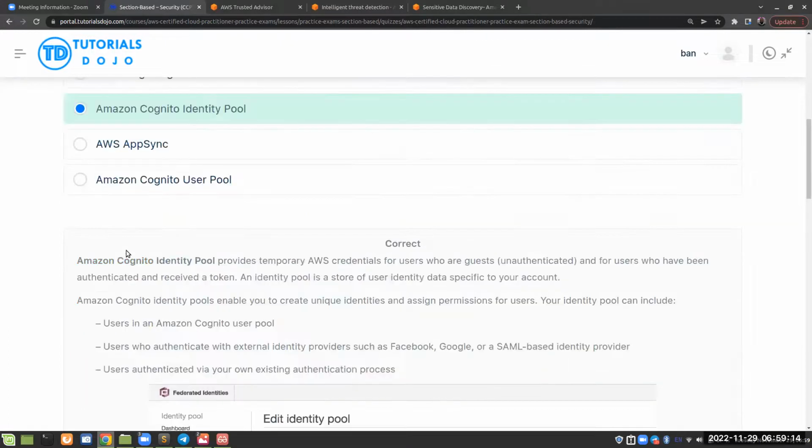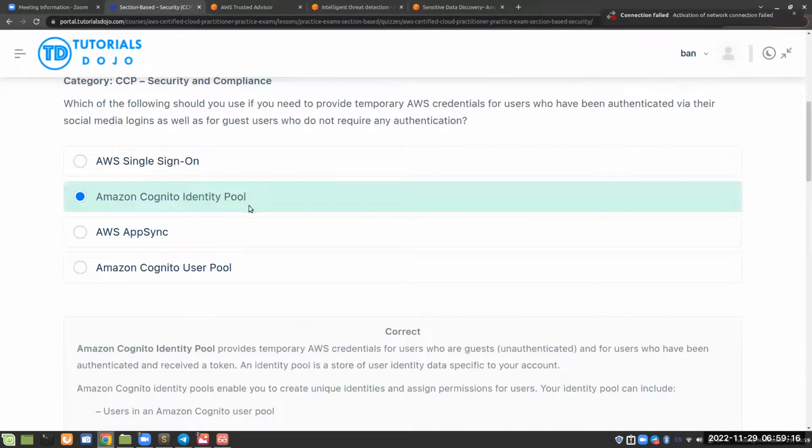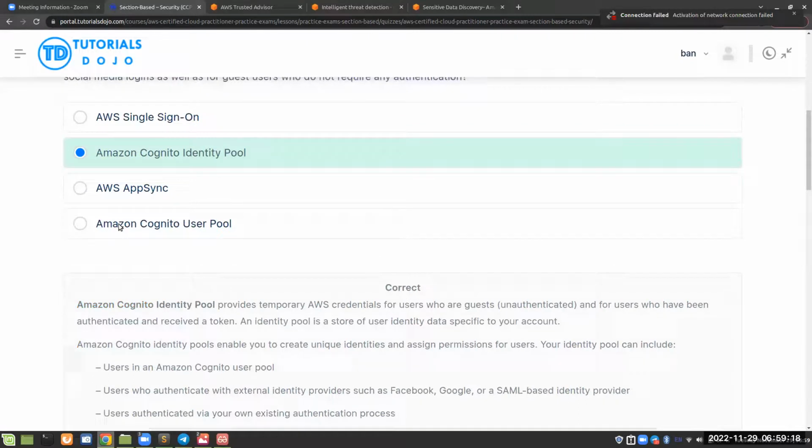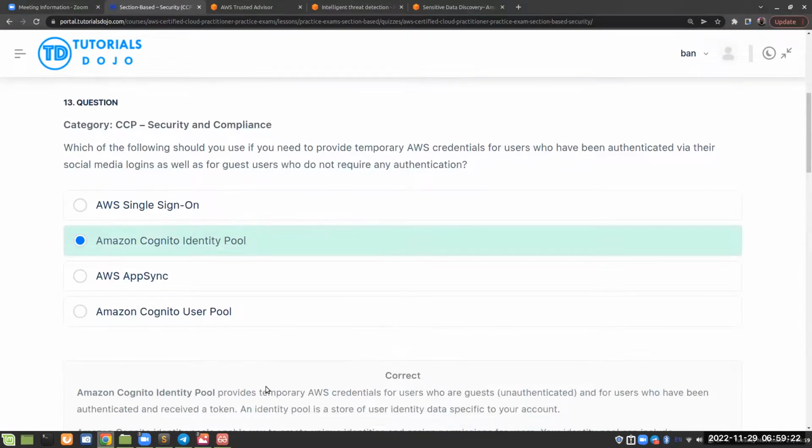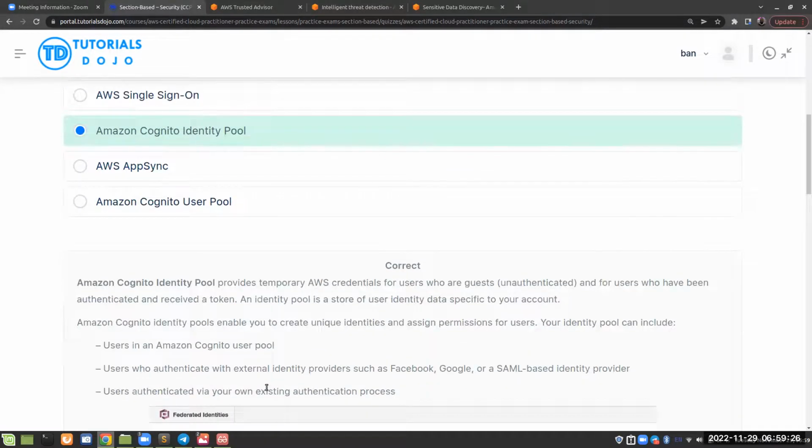So I hope you grabbed what the Amazon Cognito identity pool and Amazon Cognito user pool were. Any question on that?